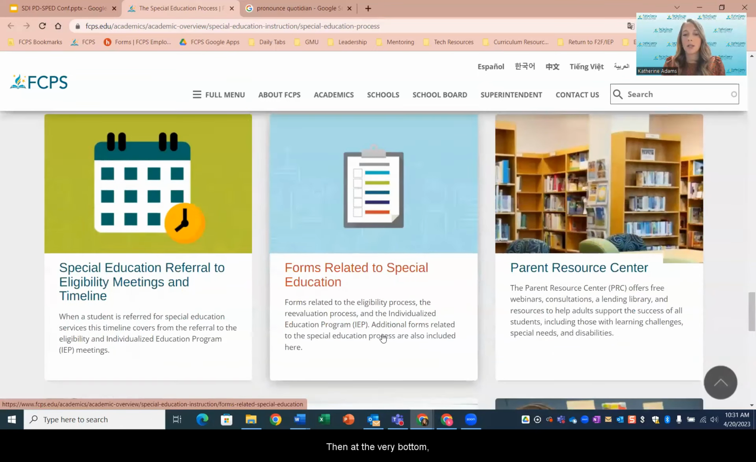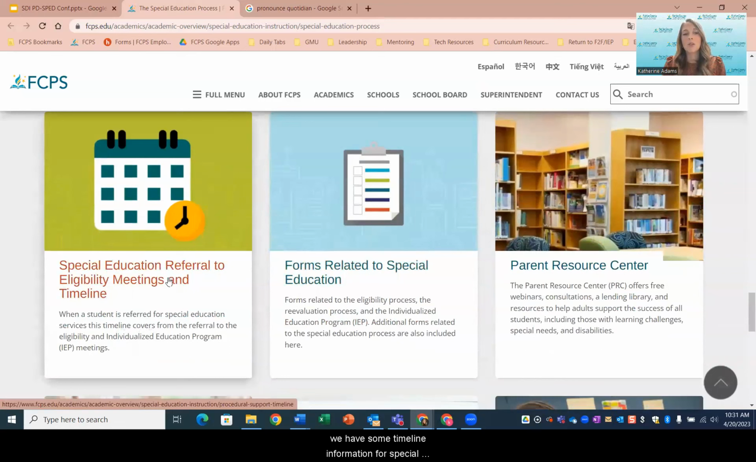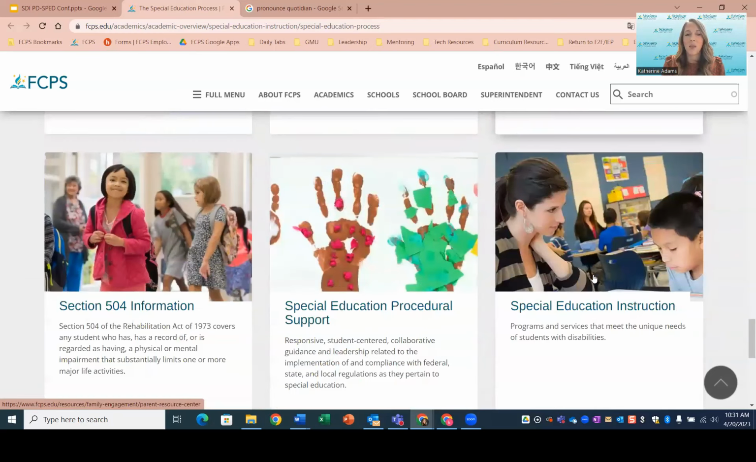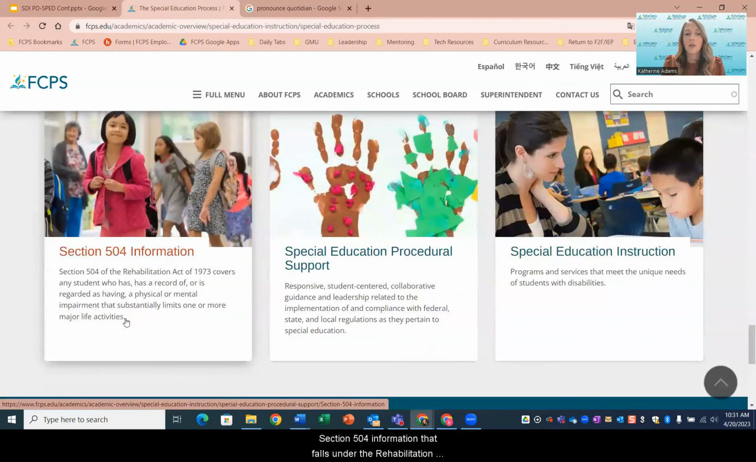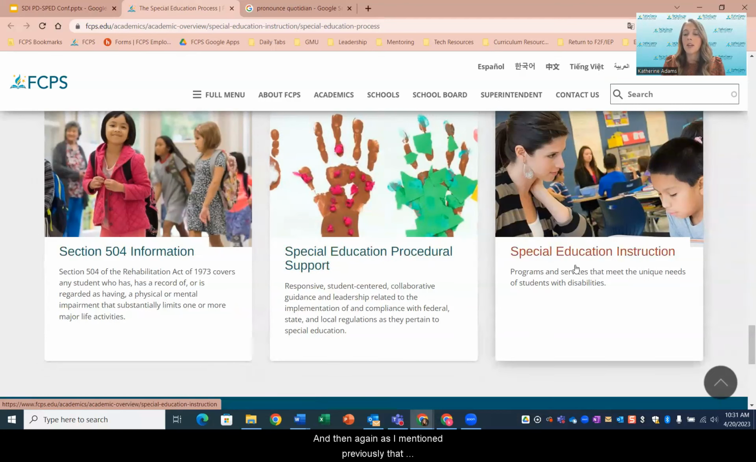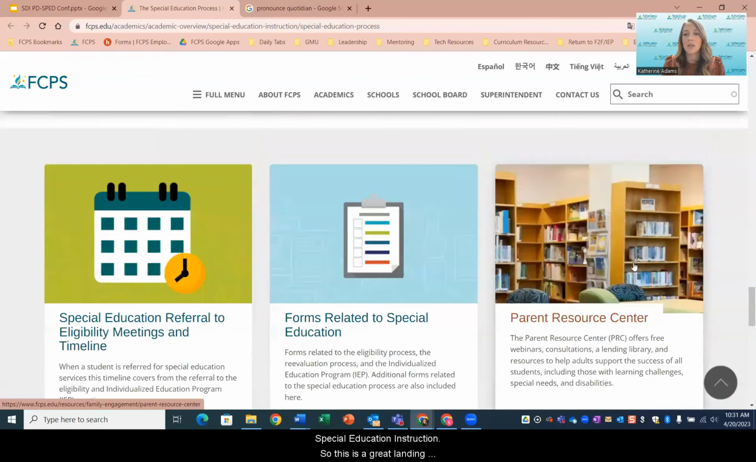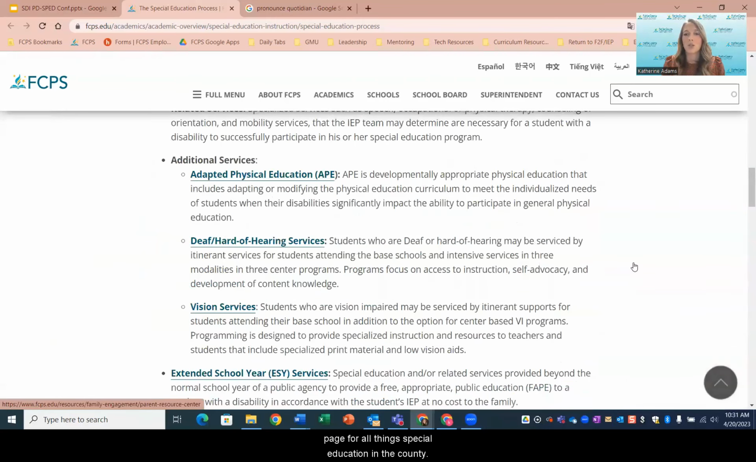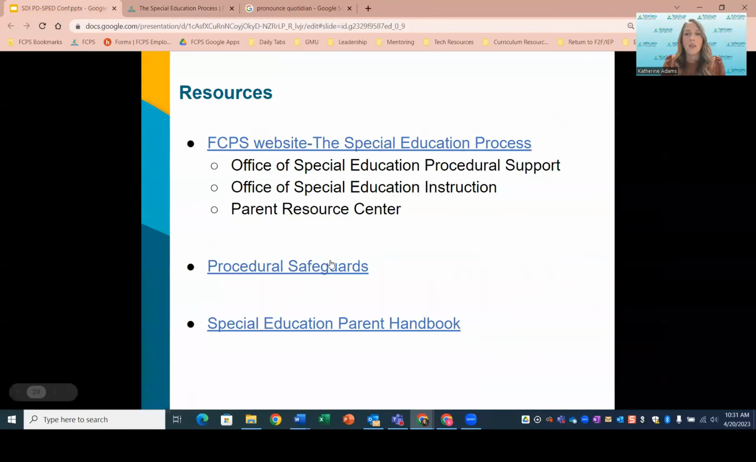And then at the very bottom, we have some timeline information for special education referrals and eligibilities, any forms that are related to the special education process. As I mentioned previously, that Parent Resource Center. And then at the bottom, Section 504 information that falls under the Rehabilitation Act of 1973, special education procedural support, and then again, as I mentioned previously, that special education instruction. So this is a great landing page for all things special education in the county. And then you will have access, hopefully, to these slides after our presentation.